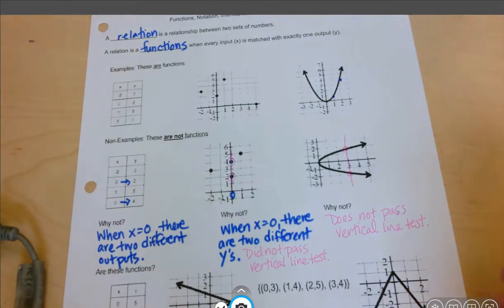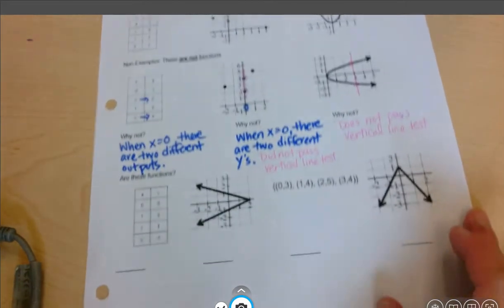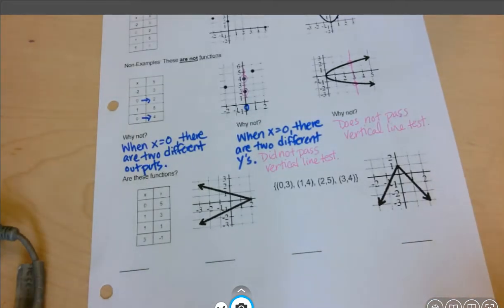All right, and then below, you should really pause the video before finding out if these are functions. So pause the video, try them, and then continue on.